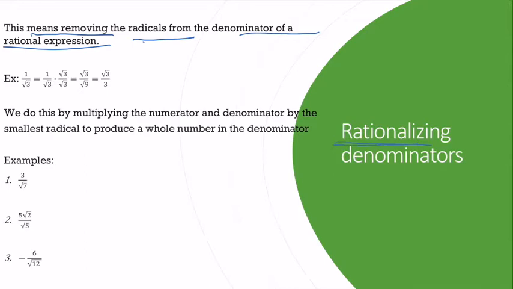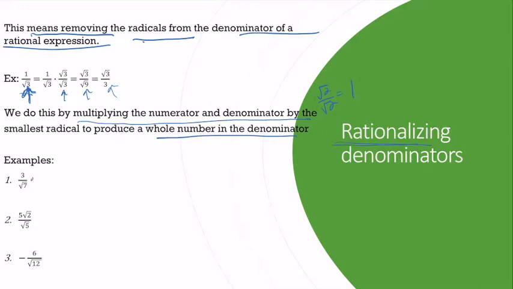Well, how am I going to do that? We do this by multiplying the numerator and denominator, because remember, if I multiply something into the numerator and into the denominator, it's really just multiplying by 1, and therefore finding an equivalent fraction. We want to multiply it by the smallest radical to produce a whole number in the denominator. Now, if I have a radical that can't be simplified any further, I'm just going to use that radical. So here, if I had 1 over the square root of 3, I would multiply the numerator and the denominator by the square root of 3. That gives me the square root of 3 over the square root of 9, so I'm left with the square root of 3 over 3.